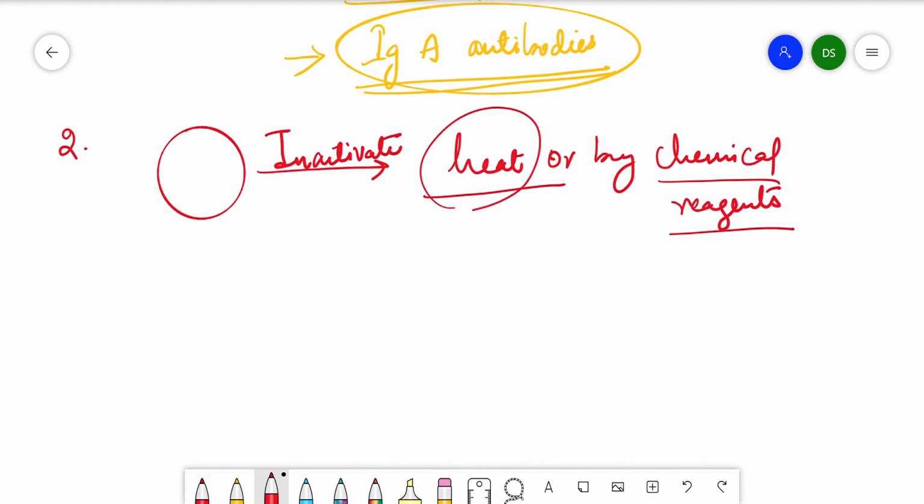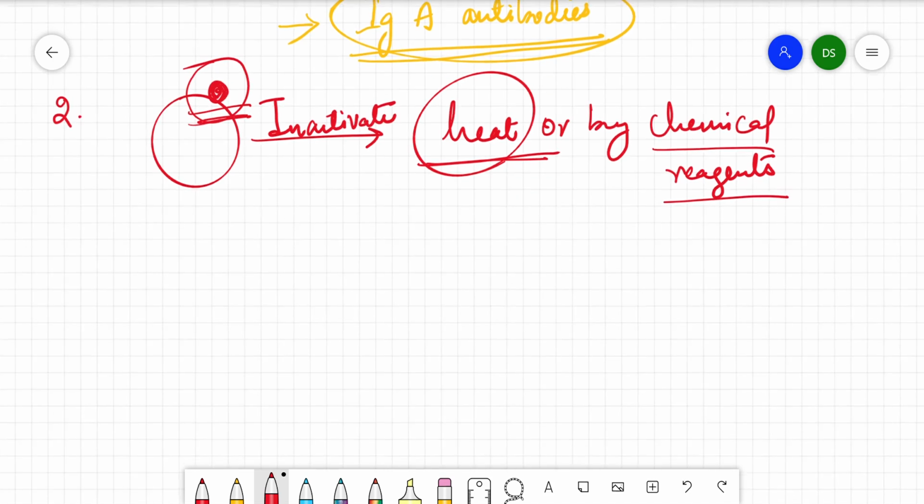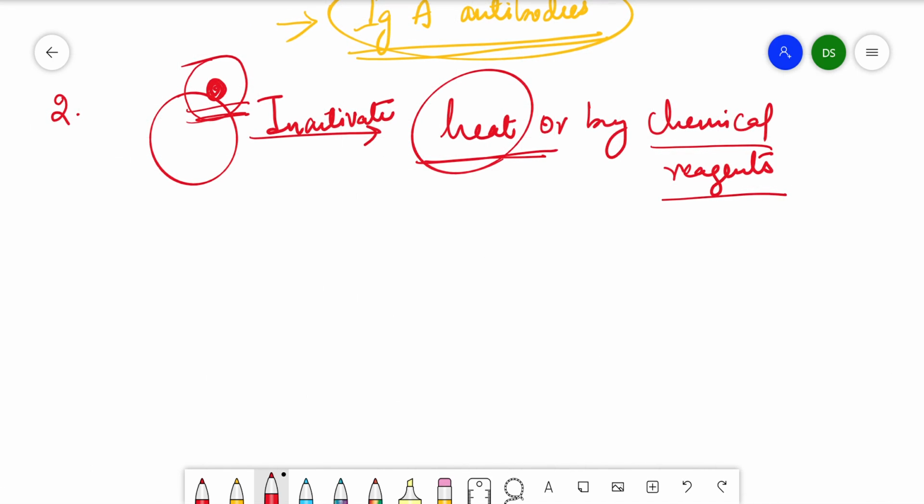But there is a problem with heat treatment. We know that the pathogen has an epitope. When we treat it with heat, the structure of the epitope may be lost, because heat causes destruction of protein structure. This may alter the epitope structure. If the epitope structure is not present, how will our immune cells recognize this epitope and produce memory cells? So what we commonly do in labs is inactivate them using chemical reagents.